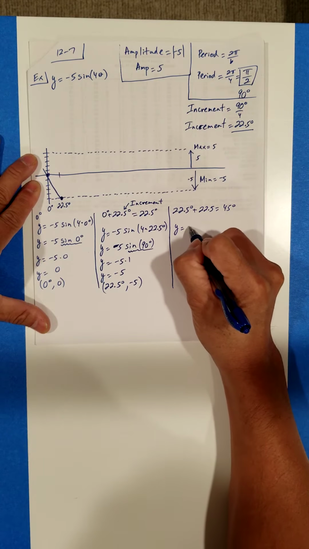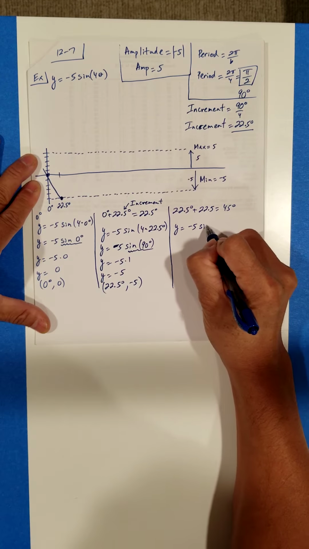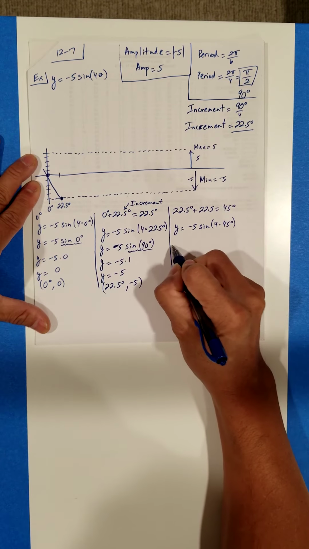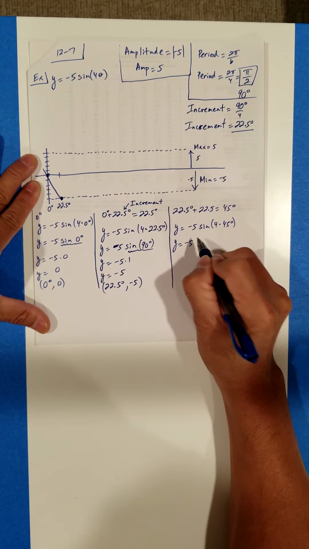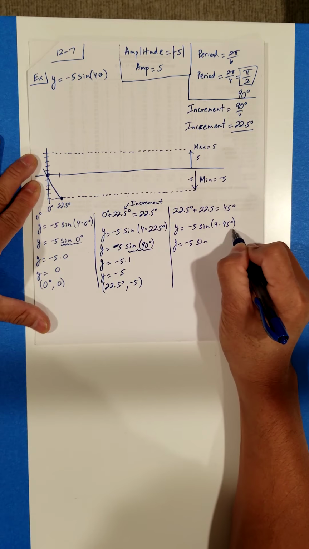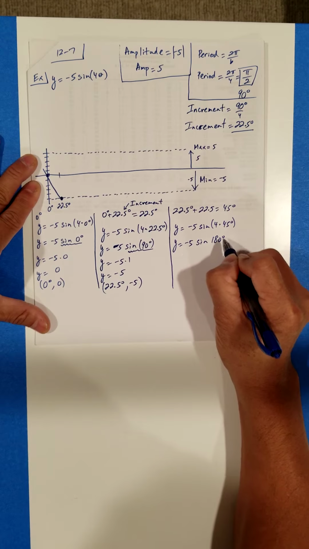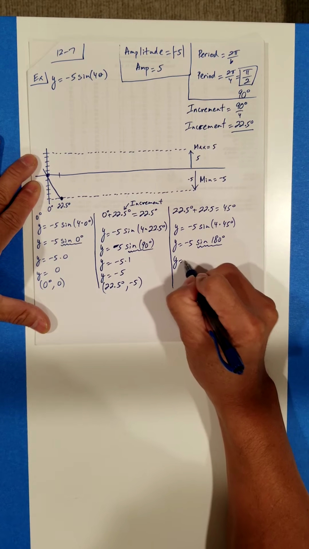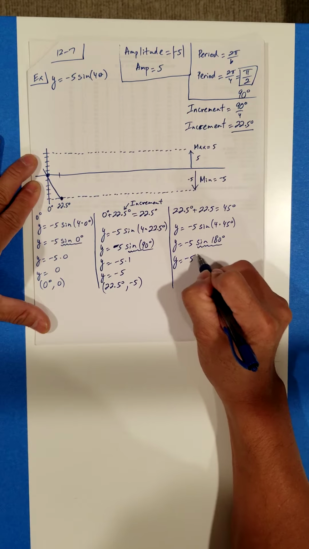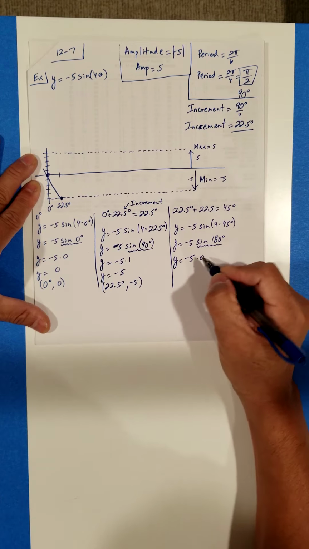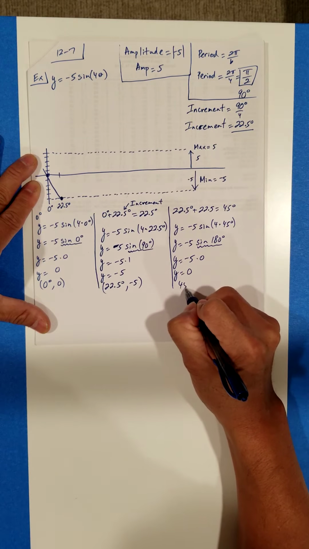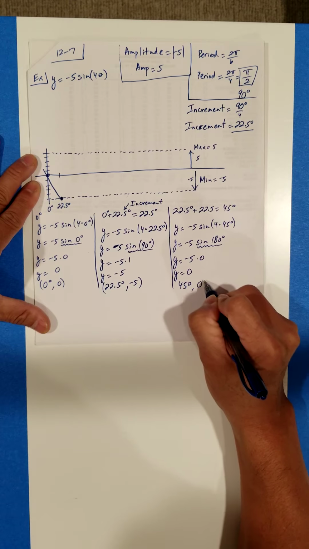Y equals -5 sine parentheses 4 times 45 degrees. So y equals -5 sine 4 times 45 is 180. So again, you need to know sine of 180, calculator or flashcards. Sine 180 is 0. So y equals -5 times 0, 0. So I use 45 degrees, right? And I got a height of 0.